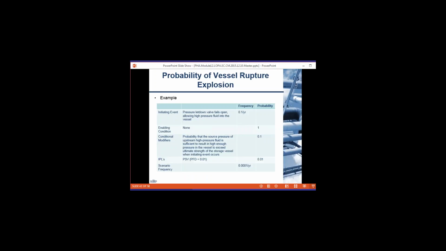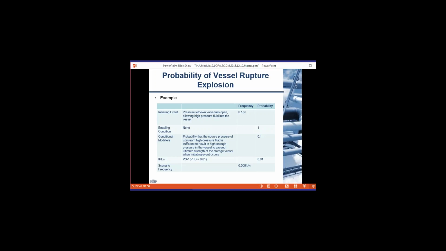For this example, I fleshed out a little bit more how you would see tables in use in a LOPA. It's not exactly like a PHA Pro layout, but it gives the nuts and bolts. So your initiating event, this is from the CCPS guidebook: pressure letdown valve fails open. It allows high pressure fluid into the vessel. Given frequency is 0.1 times per year. Not using any enabling conditions here, so probability of 1.